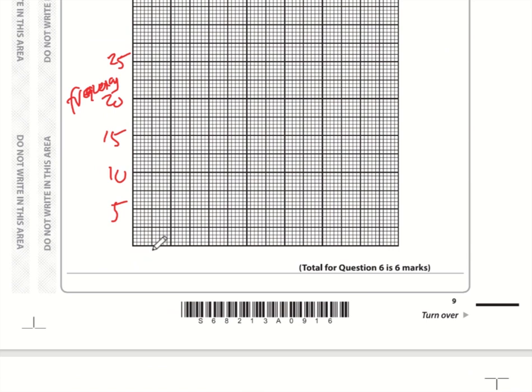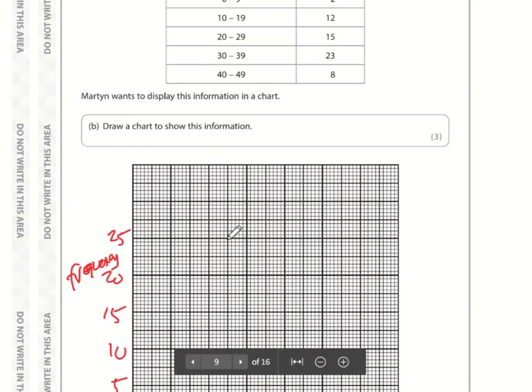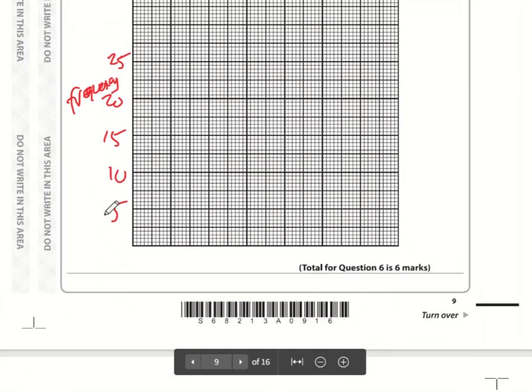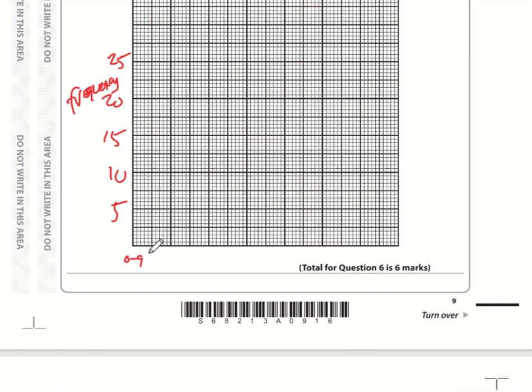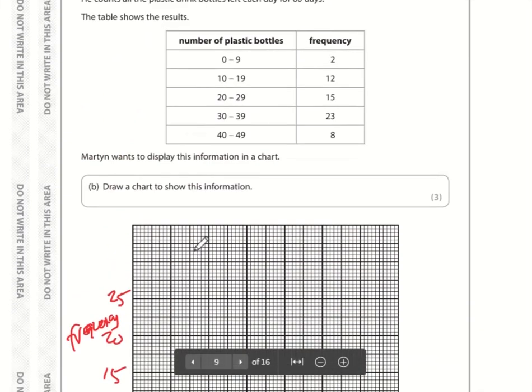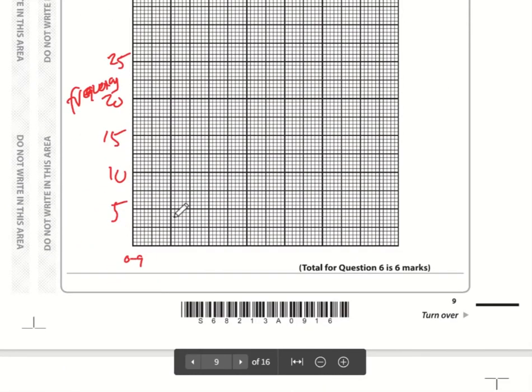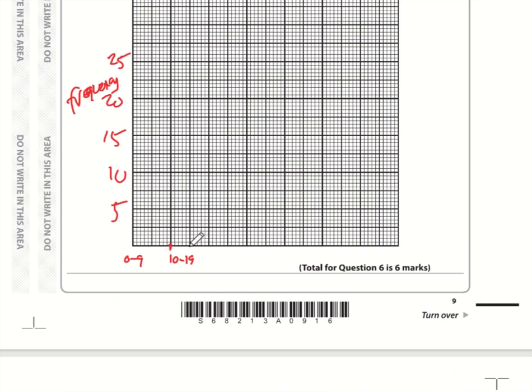Okay, so I'm going to have to do them. They have to be equal width, these bars, and I'm just trying to make sure how I can best use the space. So I'm going to do 0 to 9 here with a gap. Sorry, was it 0 to 9? Yes, and then it's 10 to 19, so there's a little bit of breathing space. 10 to 19 will be here to here. Anyway, let's just do it bit by bit.